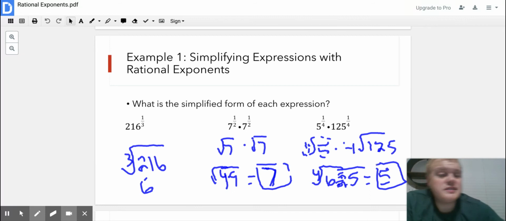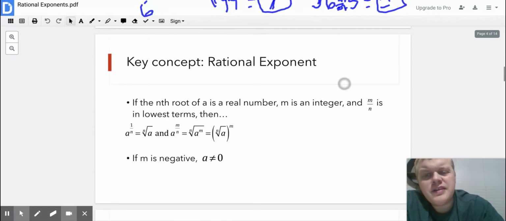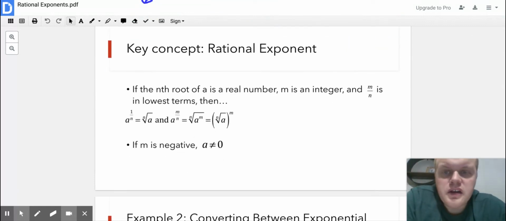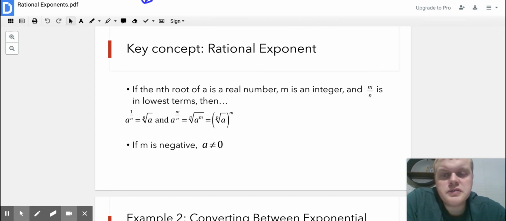Again, make sure you have that list, guys, because this is going to be kind of big for us as we move forward today. All right. So another key thing we need to make sure we're aware of for rational exponents: if the nth root of a is a real number, m is an integer, and m over n is in lowest terms, then we can look at this as one of two ways.